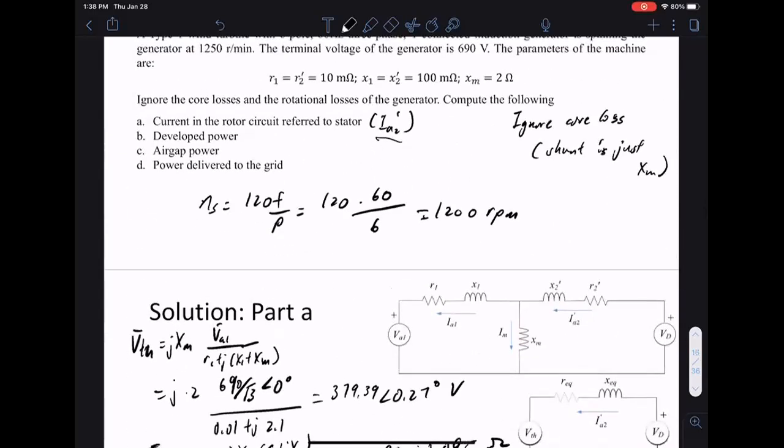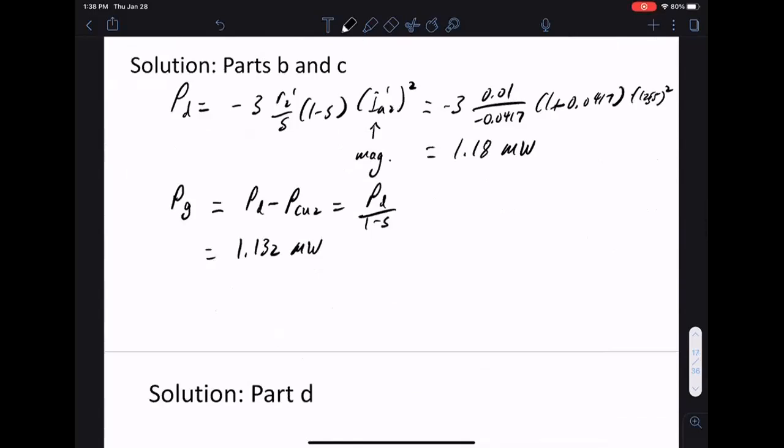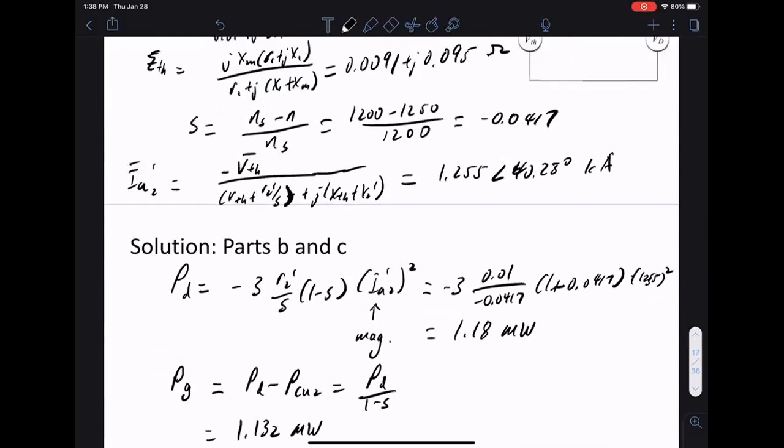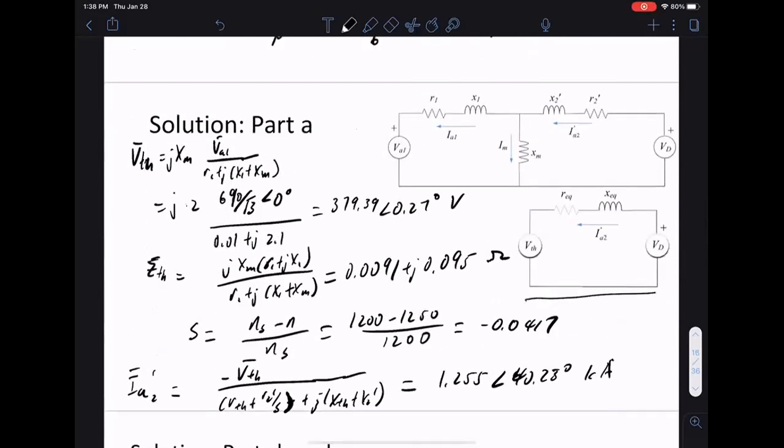And the last part asks for the power delivered to the grid. This is a little bit tricky for this part, because when we look at power delivered to the grid, we cannot use this equivalent circuit anymore, because here we have a 7A equivalent circuit. So power delivered to the grid is not necessarily the power delivered to the 7A equivalent voltage source. Okay, so that's different, right? Power delivered to the grid is different than power delivered to the 7A equivalent source.